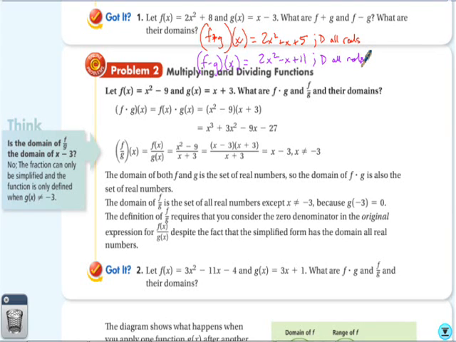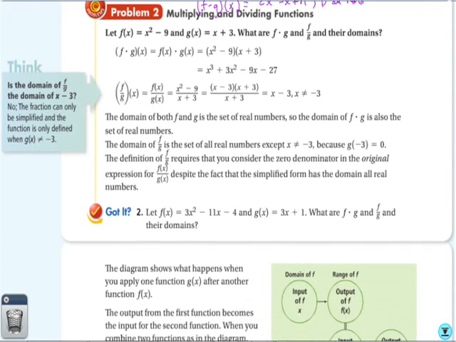Let's take a look at multiplying and dividing functions, and this is where the domain might get a little more complicated. Same idea. We give you an f of x right here, give you a g of x right here, and then we ask you to multiply them and divide them and talk about their domains.